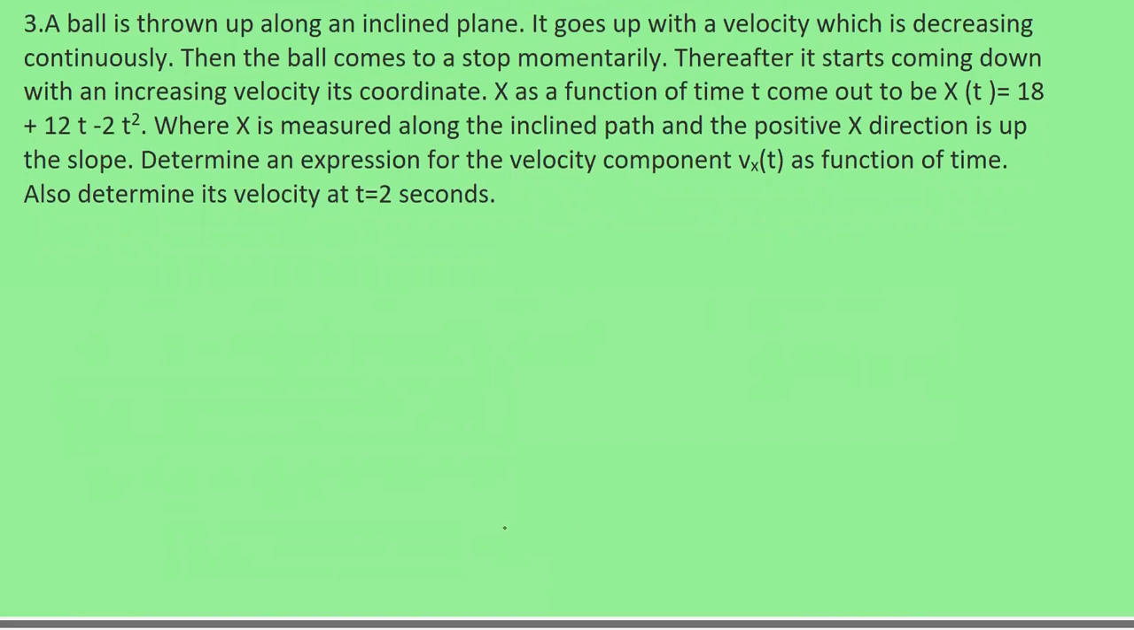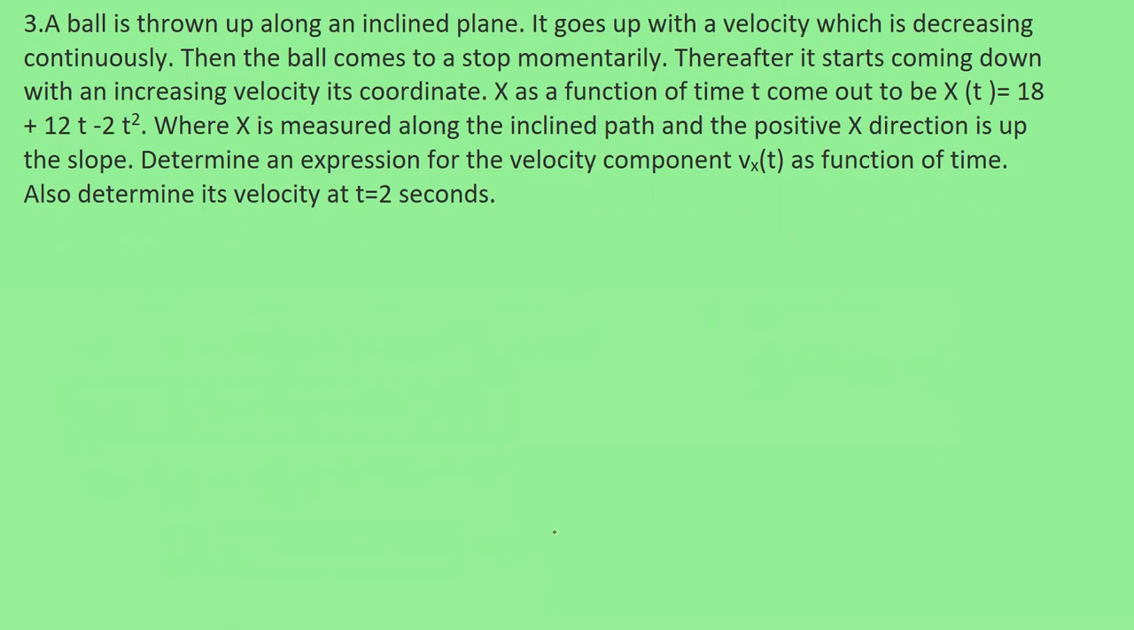So it is very simple. A ball is thrown up along an inclined plane. It goes up with velocity which is decreasing continuously. Then the ball comes to a stop momentarily. Thereafter, it starts coming down with an increasing velocity.